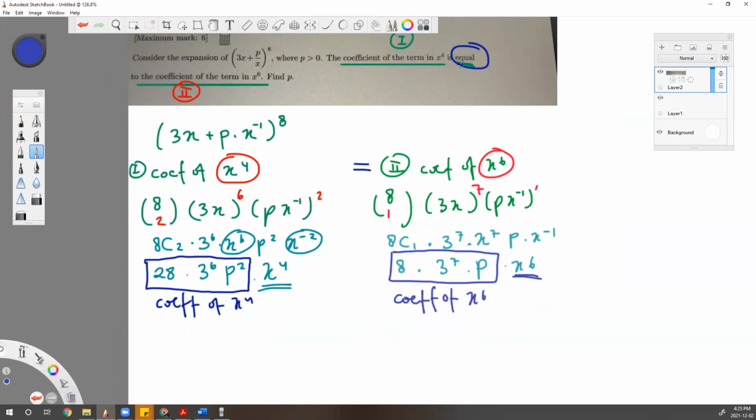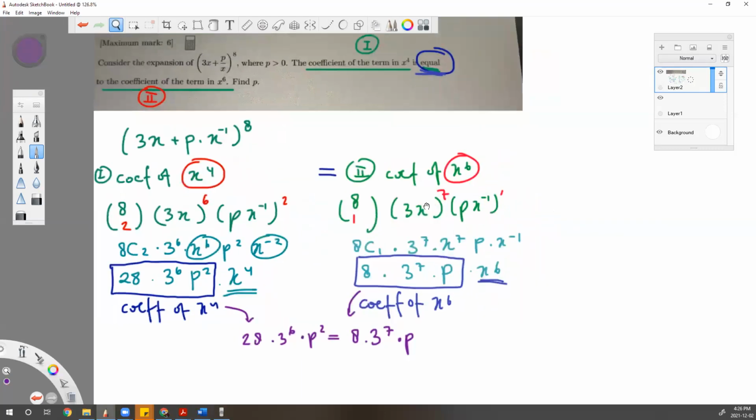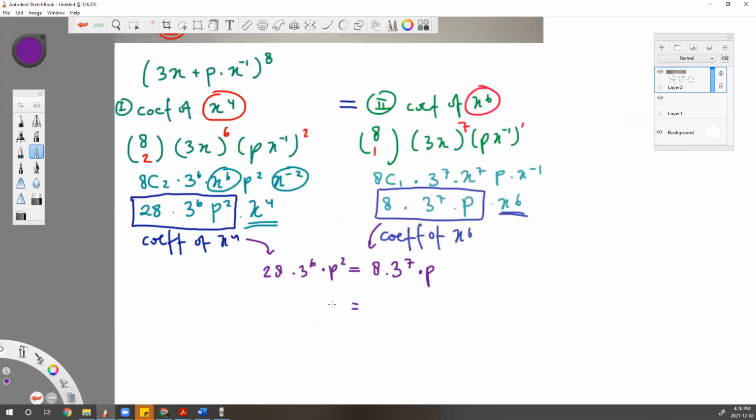And the question said it is equal. So if it is equal, just equalize the numbers. As simple as that. 28 times 3^6 times p^2 equals 8 times 3^7 times p. And then how do you calculate p? Just move p to one side. I move p to the left side. p^2 over p equals 8 times 3^7 over 28 times 3^6, right?